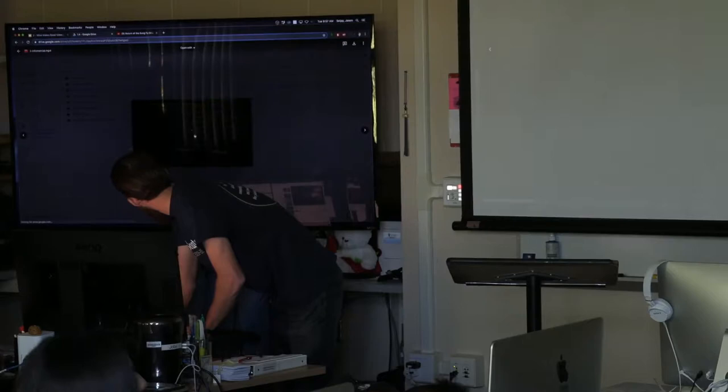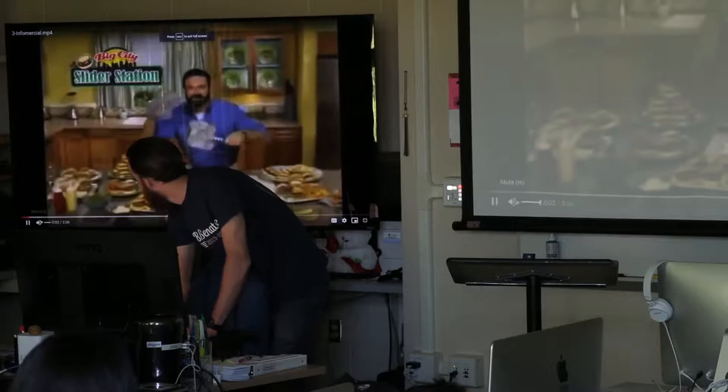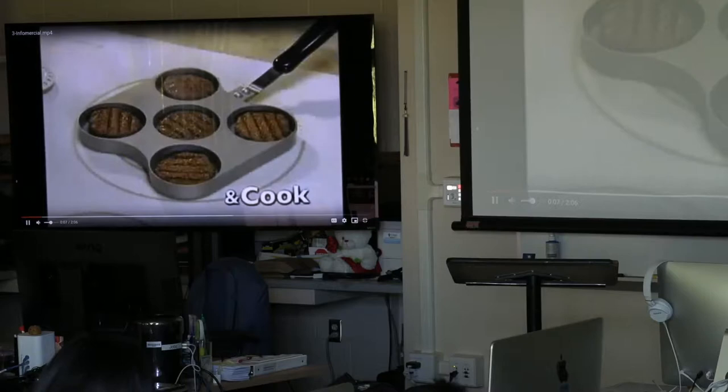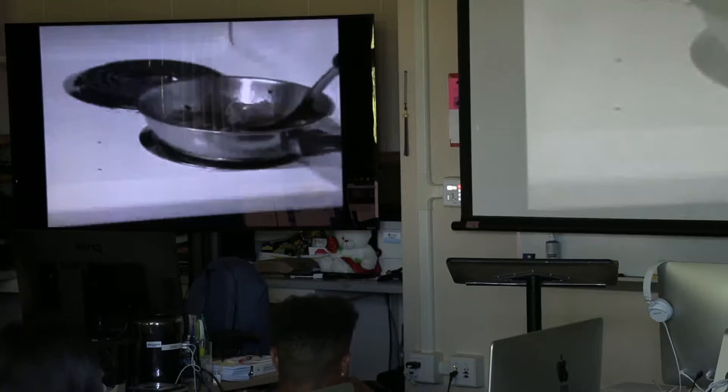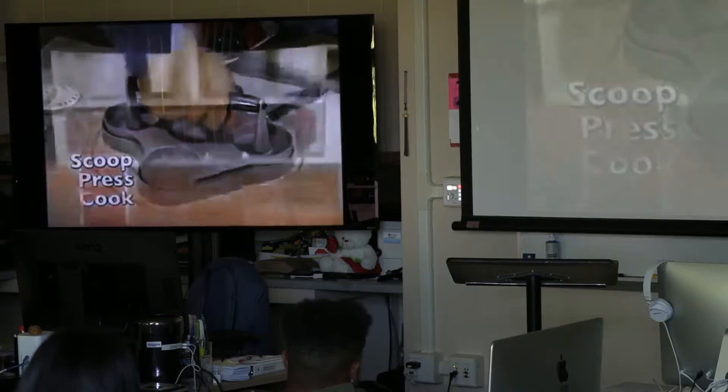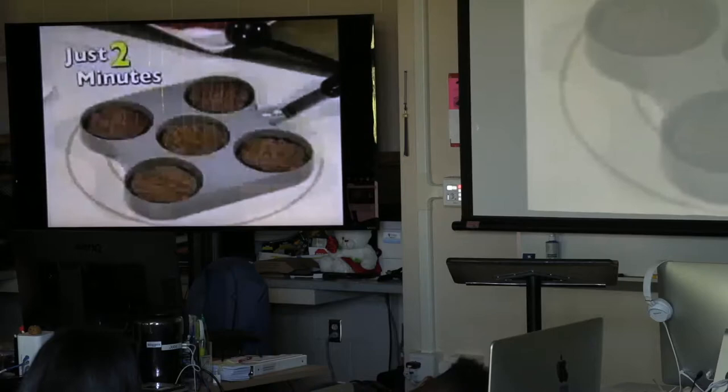Hi, Billy Mays here for the Big City Slider Station. The fast and easy way to press and cook delicious sliders. Those restaurant mini burgers everyone loves. No more squishing and squashing or flipping and flopping. With the Slider Station, just scoop, press, and cook right on your stove. The unique design cooks both sides at once, so you never have to flip them. And in just 2 minutes, you'll have five mouth-watering sliders.